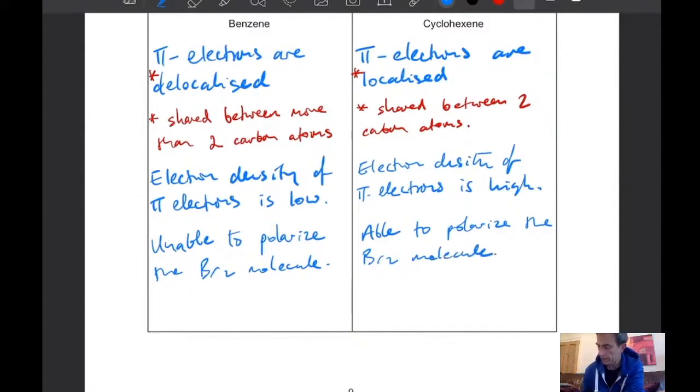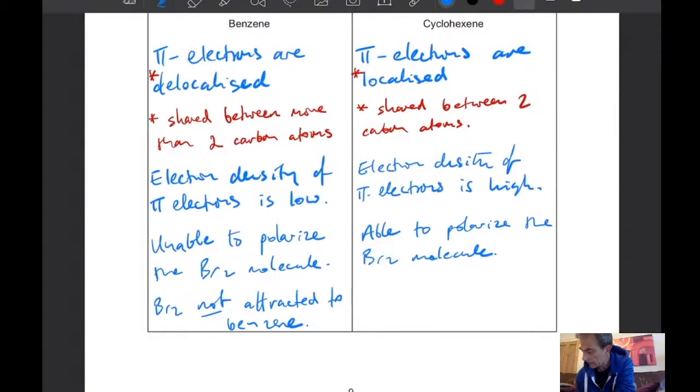And the final thing we'll say is because benzene can't polarize the bromine molecule, bromine is not attracted to benzene. So without the catalyst, they won't react. Whereas there's no need for a catalyst for cyclohexane because the Br2 molecule, because it becomes polarized, is attracted to the double bond.